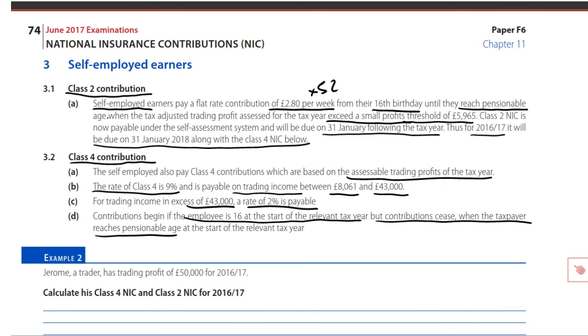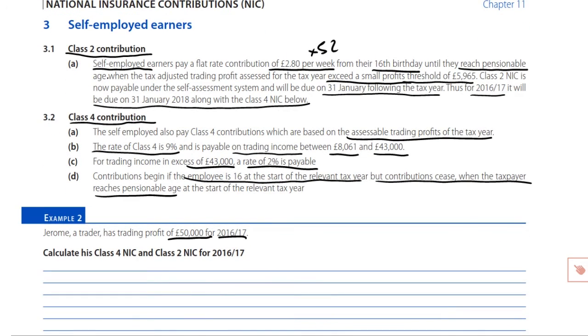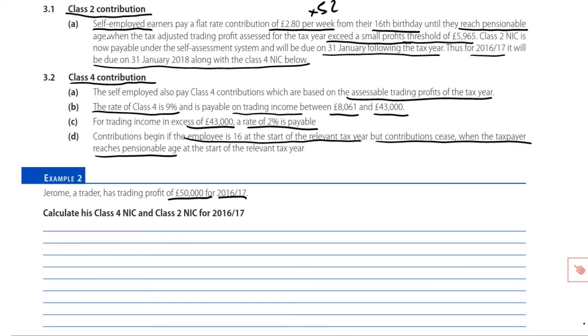Okay, let's do some calculations. Jerome, a trader, has got a trading profit of £50,000 for the 2016-17 tax year. And what have we got to do? Well, we have got to calculate the Class 4 and Class 2. Now again, be very careful. Do they just ask for Class 4? They won't ever, I think, just ask for Class 2. Do they ask here very clearly for both Class 4 and Class 2 NIC?